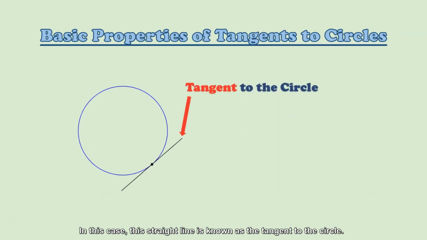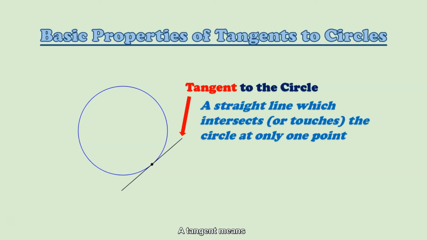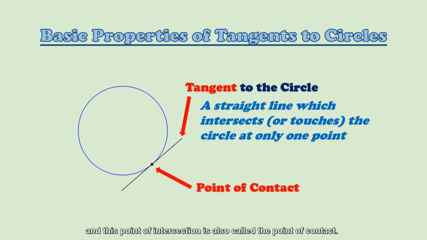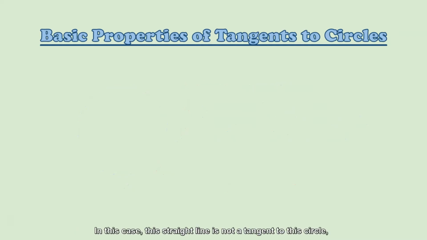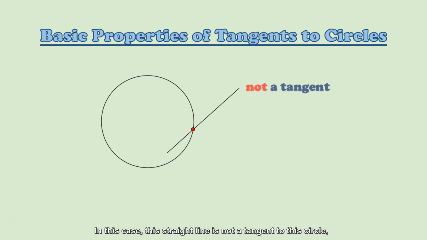In this case, this straight line is known as the tangent to the circle. A tangent means a straight line which intersects or touches the circle at only 1 point. And this point of intersection is also called the point of contact. Now we know that a tangent means a straight line which intersects the circle at 1 point only. But please be careful. In this case, this straight line is not a tangent to this circle, because when this line is extended, it will intersect at 2 points.